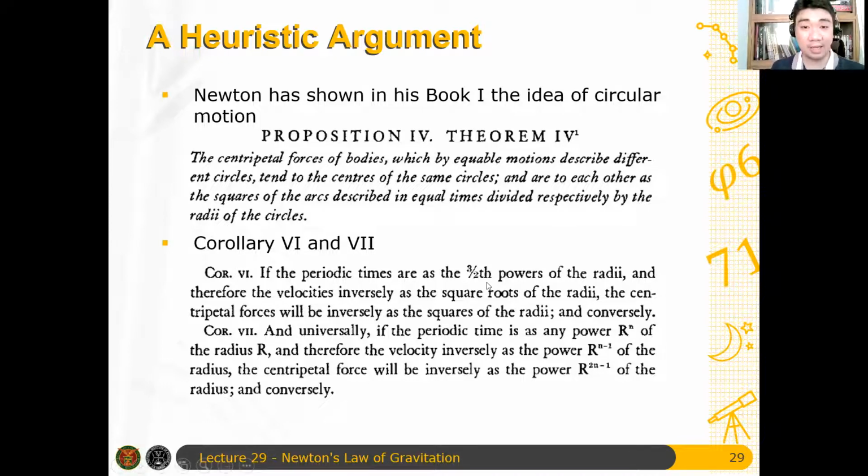So, ibig sabihin, if and only if statement yan. Okay, of course, ang tanong, ano ibig sabihin niya dito? Parang napakalalim, di ba, ng English. Pero ito lang ibig sabihin niya.